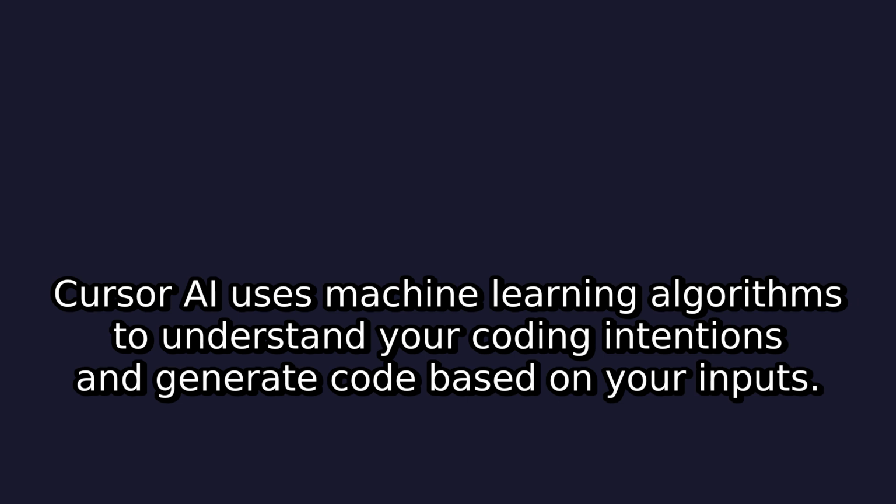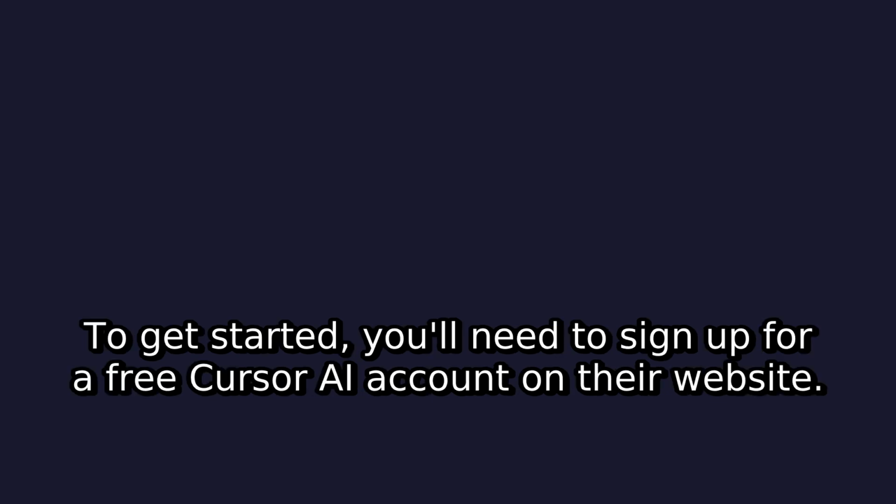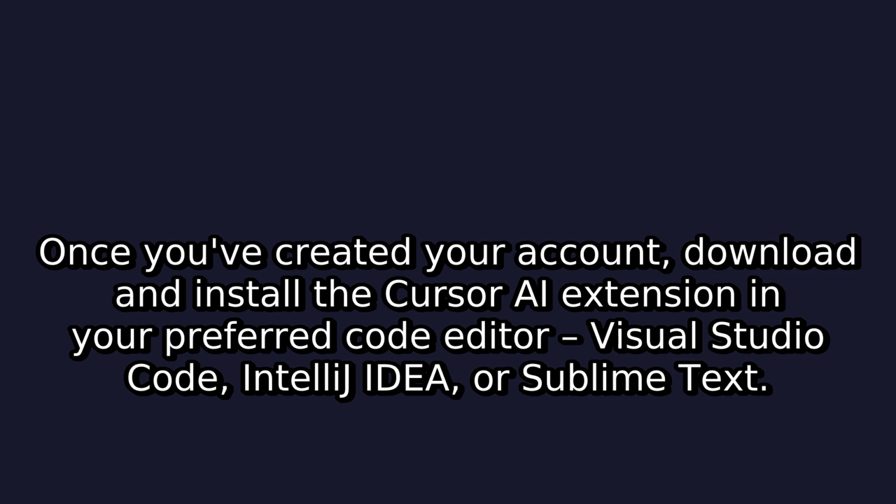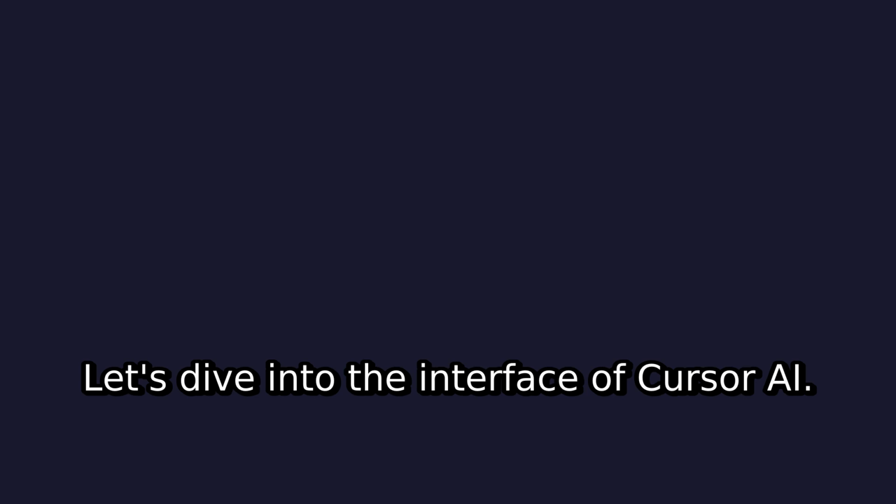Cursor AI uses machine learning algorithms to understand your coding intentions and generate code based on your inputs. It's like having a personal coding assistant at your fingertips. To get started, you'll need to sign up for a free Cursor AI account on their website. Once you've created your account, download and install the Cursor AI extension in your preferred code editor, Visual Studio Code, IntelliJ IDEA, or Sublime Text.